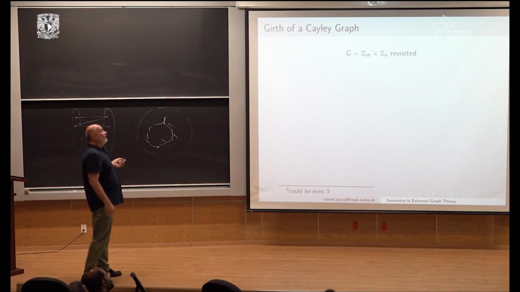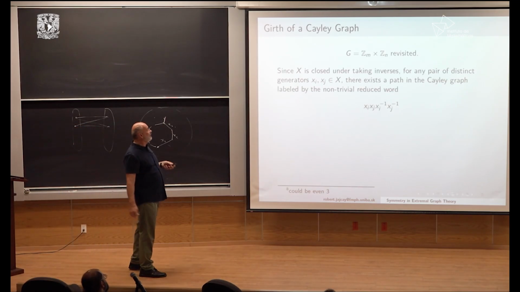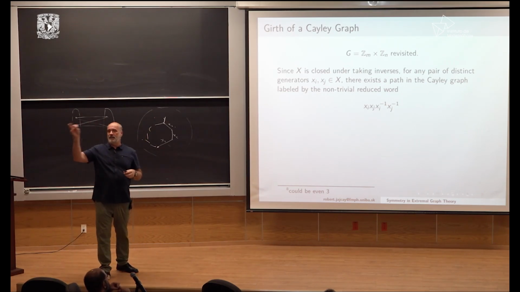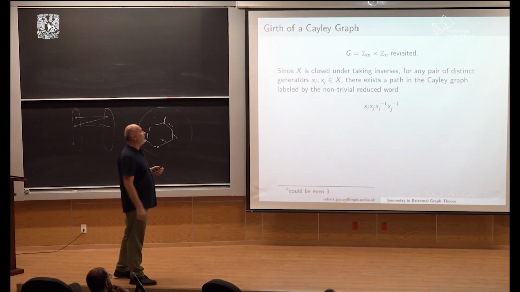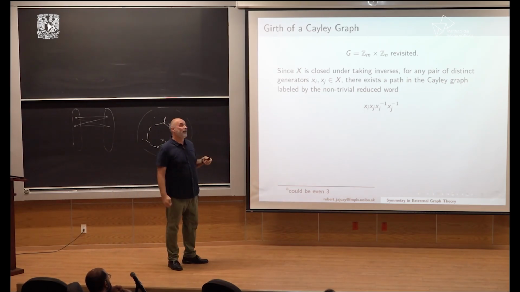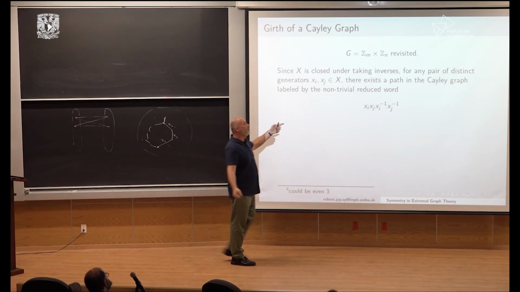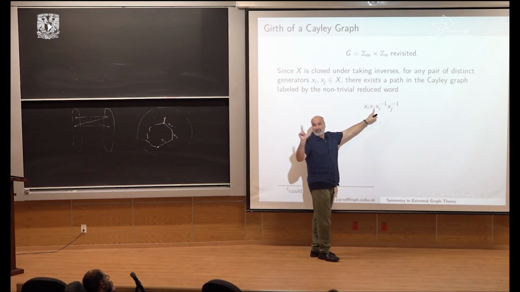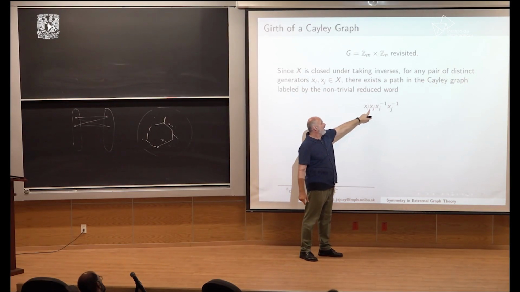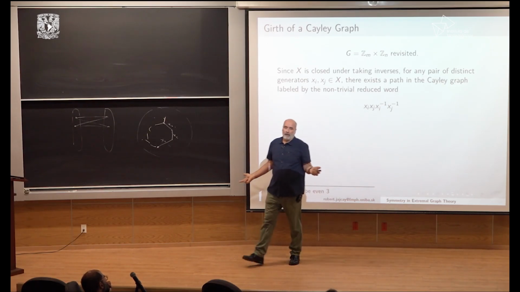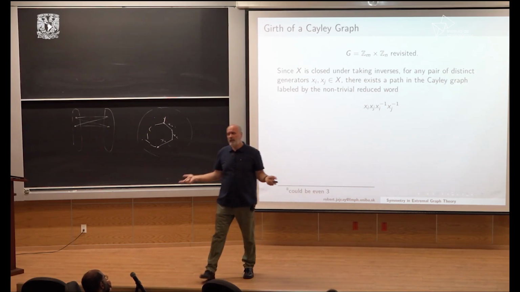So, a quick revisit. Remember the Zn cross Zn with the generating set of 4 elements that we had there? In fact, it doesn't matter what you pick for your generating set. Whatever you pick, xi, xj, if you have at least 2 elements in there, xi xj xi inverse xj inverse is 1. Why? Because the group is abelian.